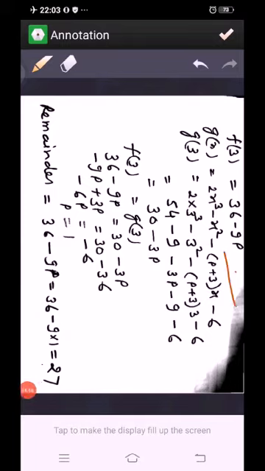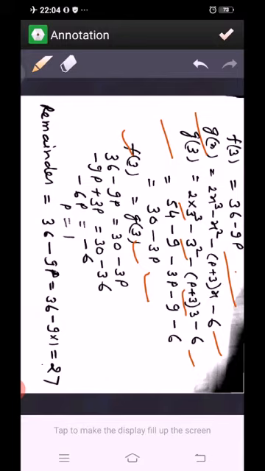After getting f(3), the second expression, that is g(x) equals 2x cube minus x square minus (p plus 3)x minus 6. Here we have to find g(3), dividing by x minus 3. So in place of all x we put 3. After that, on solving we are getting 30 minus 3p. So f(3) equals g(3), since the remainders are the same.